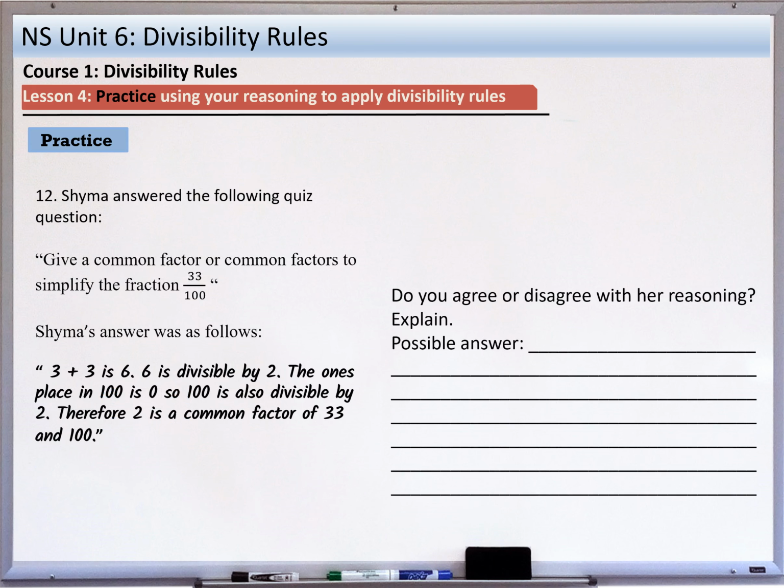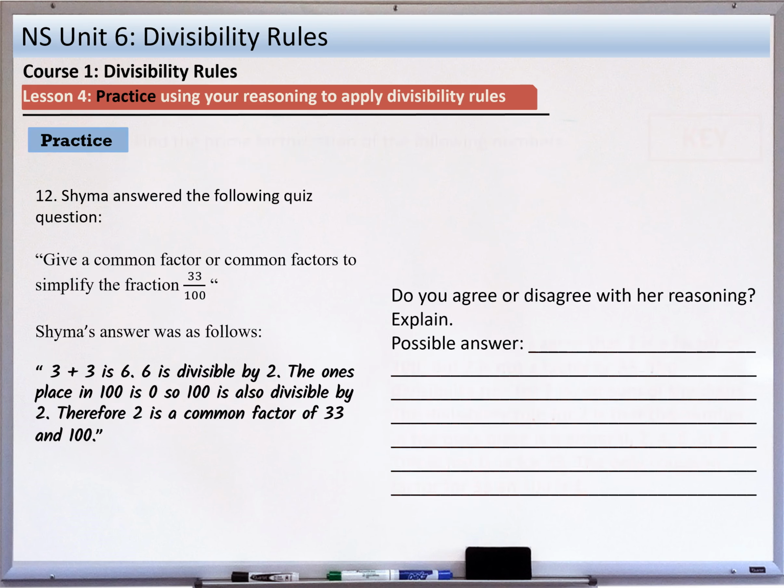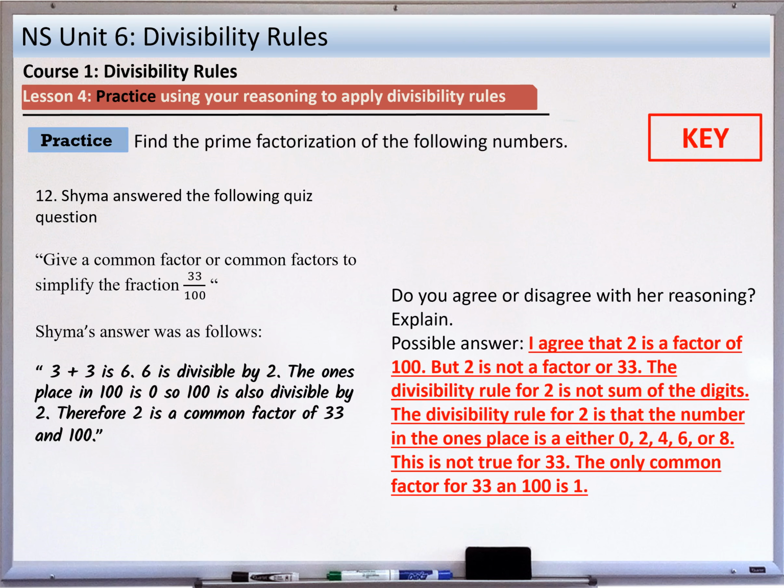Okay, let's see. We've got 5 minutes. I'm going to have one more problem. Let's go. All right, so Shima answered the following quiz question. Give a common factor or common factors to simplify the fraction 33/100ths. Her answer was 3 plus 3 is 6. 6 is divisible by 2. The ones place has a 0, so 100 is also divisible by 2. Therefore, 2 is a common factor. And you kind of saw the answer already.